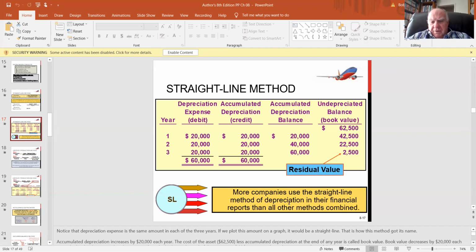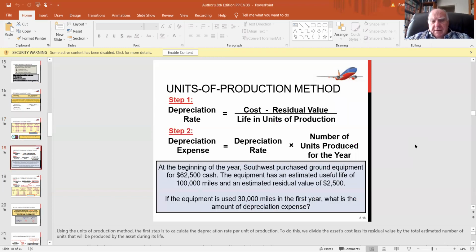And they're making a point here that more companies use straight line reports than all the other methods combined because it's easy, I think. It smooths things out over a period of time. But you do have choices.